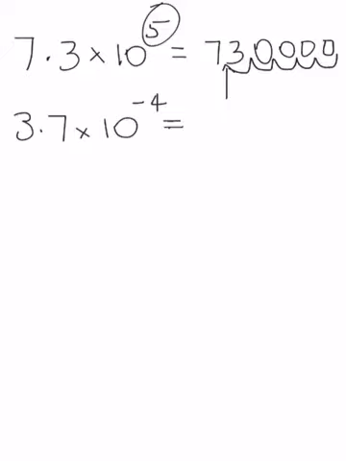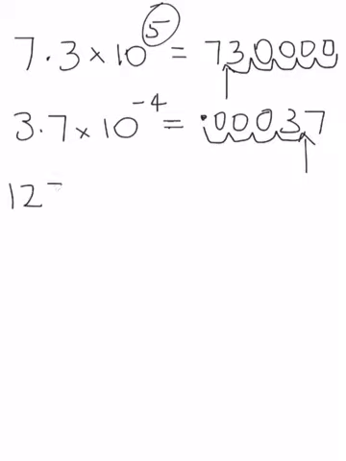If I've got a number that is multiplied by 10 with a negative power, like negative 4, this time it's going to go the other way. I still need my 3 and my 7. The decimal was there, but the number is going to be smaller by a power of 10 to the 4. So if the decimal was there, then it's going to go 1, 2, 3, 4. So that's where my decimal is going to go, and I fill these with zeros. So the answer is 0.00037.